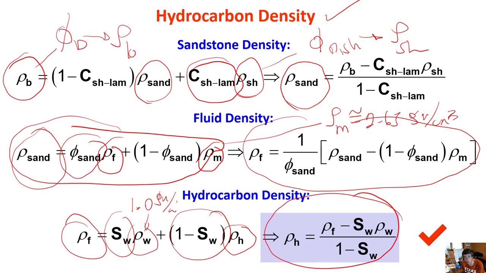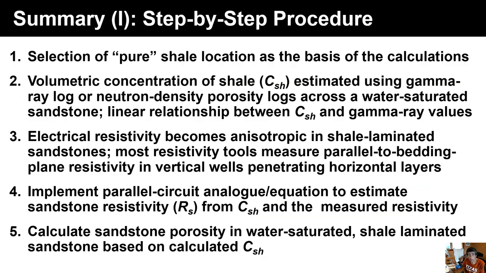From the sandstone resistivity implemented into Archie's equation, we calculated the water saturation in the sandstone fraction of the rock, and we calculated hydrocarbon per volume, and the calculation of hydrocarbon per volume gave us the possibility also to calculate hydrocarbon density via this formula. So, in summary, that's what we are going to implement with the example.